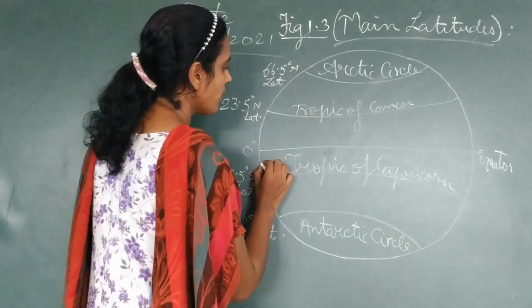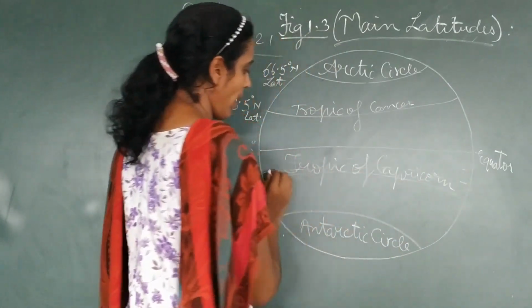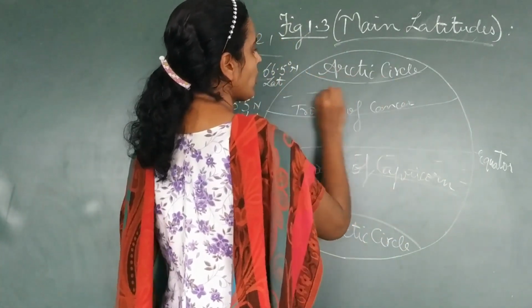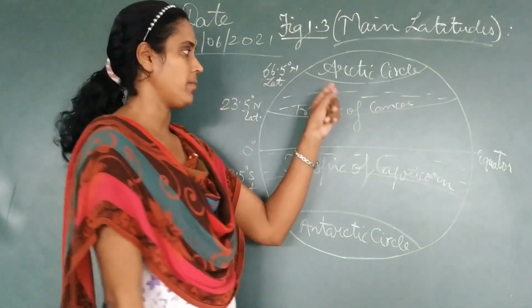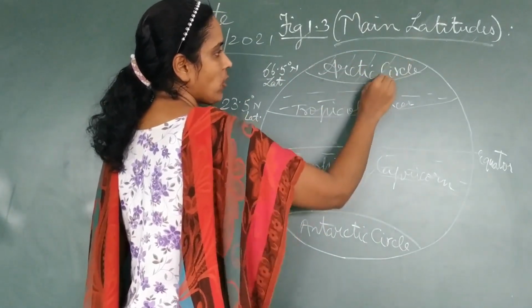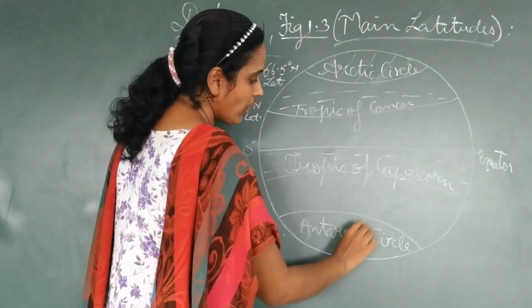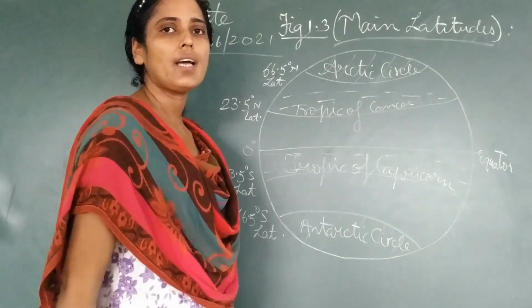You will just give a horizontal slant line in this manner. Horizontal slant line for the tropics, just like a dash, just like a hyphen. And for circles, you just put in this manner, vertical lines. Okay, vertical lines. Okay, done.